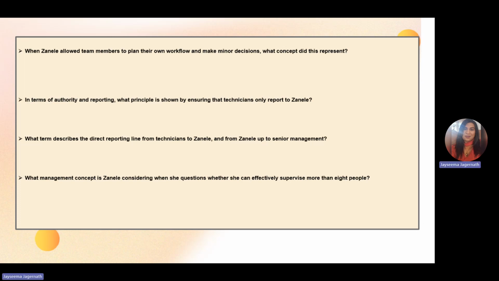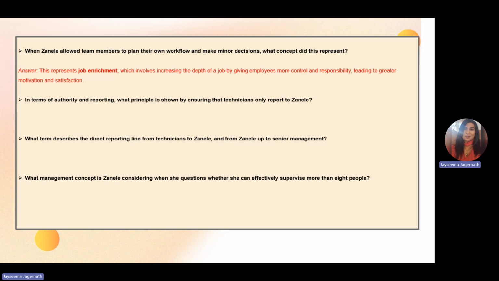When Zanele asked team members to plan their workflow and make minor decisions, what concept was she demonstrating or representing? This is job enrichment. Job enlargement means the same skill set, you just give additional tasks. With job enrichment, you give employees more responsibility, and so you up their level a little bit. You give them some authority, you're putting them in charge of certain things and you are increasing their workflow, but with more responsibility. And with more responsibility, your employees tend to feel like they are appreciated and that you trust them.